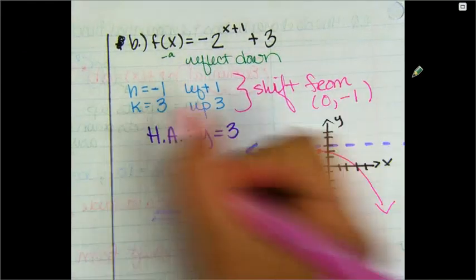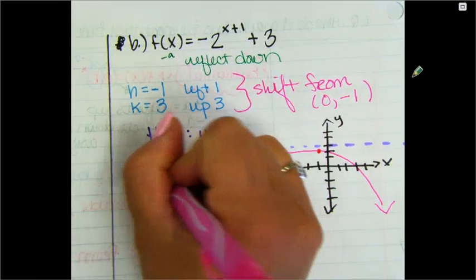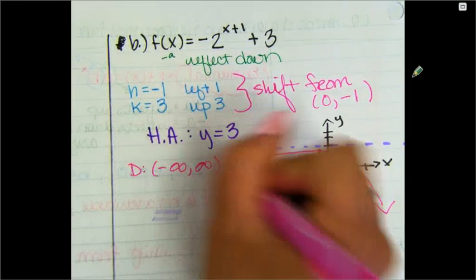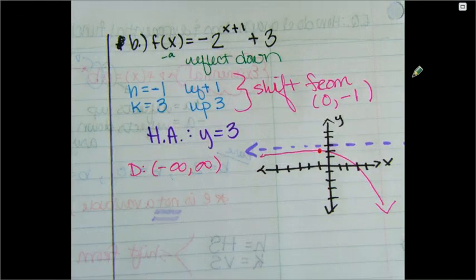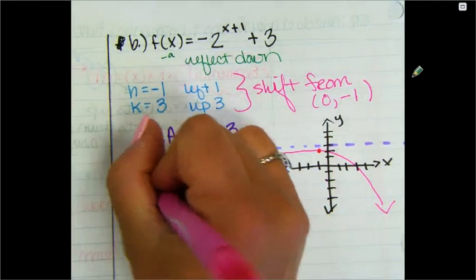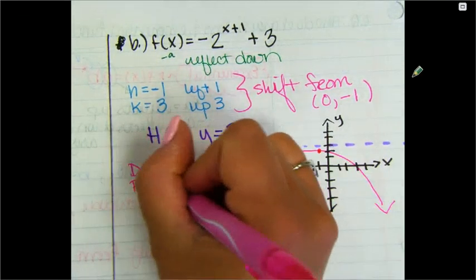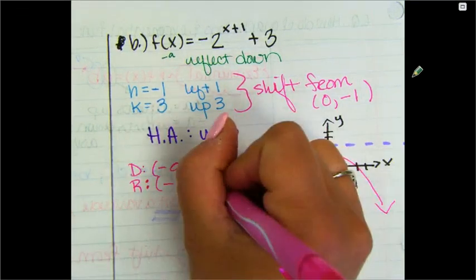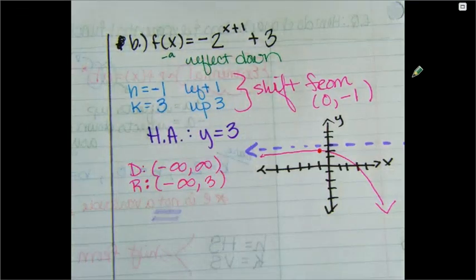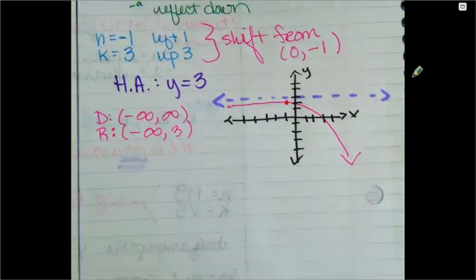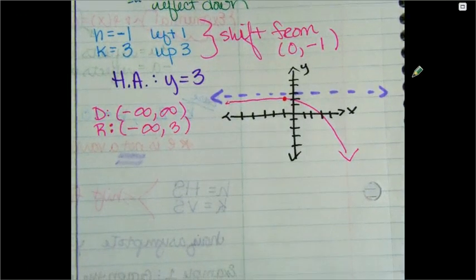All right, let's do domain. What's your domain? -infinity to +infinity. Is domain always the same for exponential? It is. What is your range? -infinity to 3. Why 3? It's your asymptote.